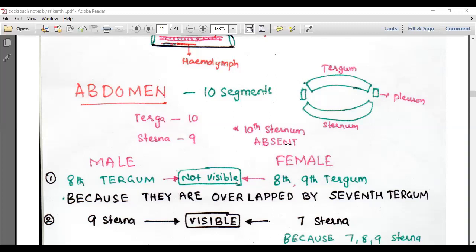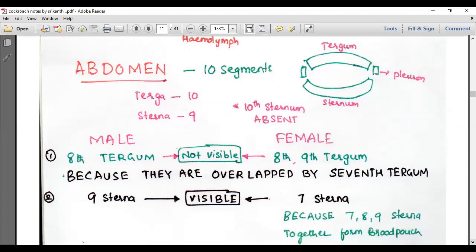They have only tergum. So in that way we say, out of 10 segments of the abdomen, 10 terga are present, 9 sterna are present. 10 terga and 9 sterna. That means we need to understand the 10th sternum is absent. And in case of abdomen, there are some differences in male and female, which play a crucial role in the NEET medical entrance examination. So that's why I made a separate and clear view of this. The notes are with you, and you need to revise them continuously.